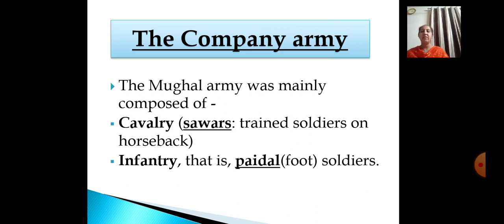The Mughal army was mainly composed of two parts: cavalry, the savars, trained soldiers on horseback, and infantry, the paidal, who walk on foot, that is, foot soldiers. So the Mughal army was composed of cavalry and infantry.